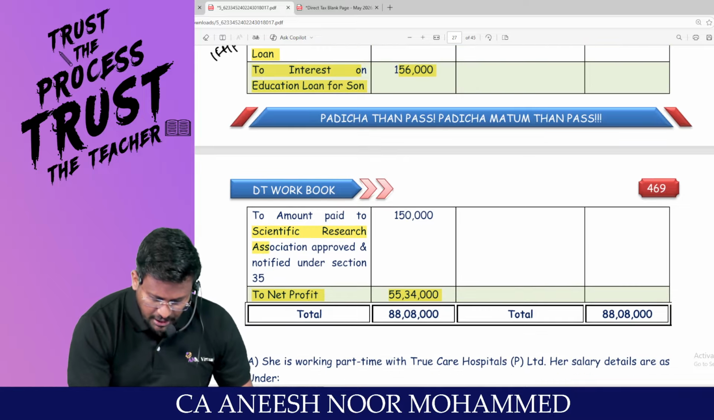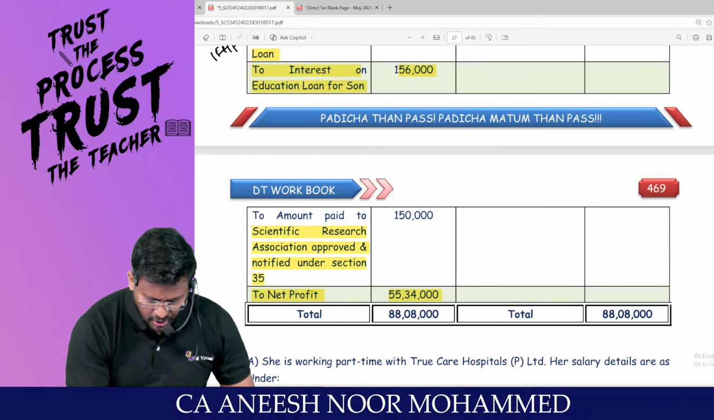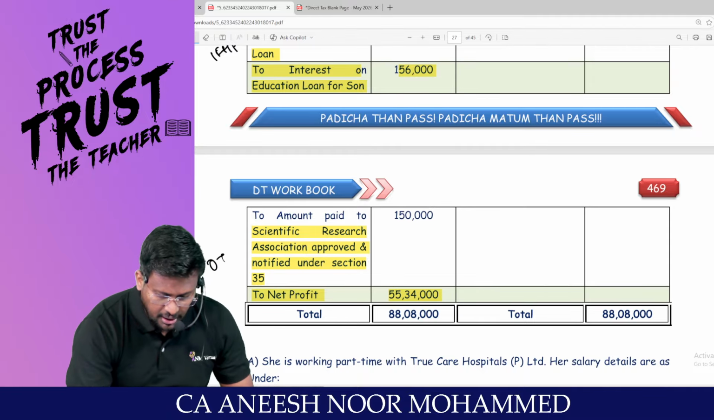Amount paid to Scientific Research Association. That means contribution to outsider, notified under section 35. This will be allowed only if the assessee travels through the optional tax regime.